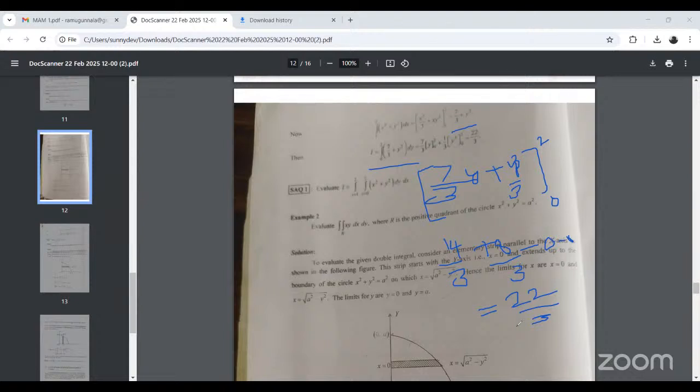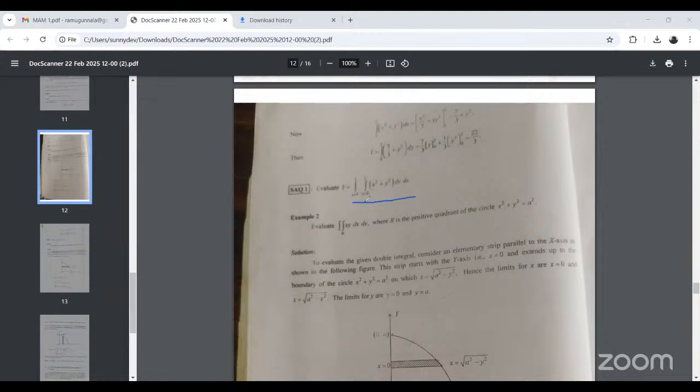Students, you should remember one thing: the example problems are very important. So that is the first problem. And here is one more problem, SAQ. The integration of x equal 1 to 2 and integration of y equal 0 to x, of x square plus y square, dy dx. This is also very important, and they give it as a short answer question, SAQ.